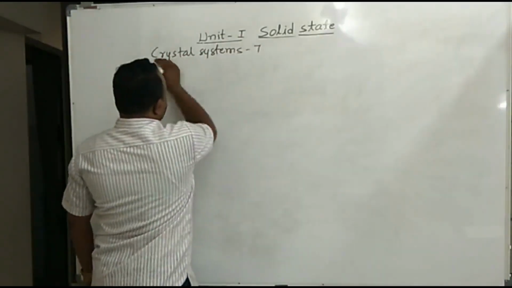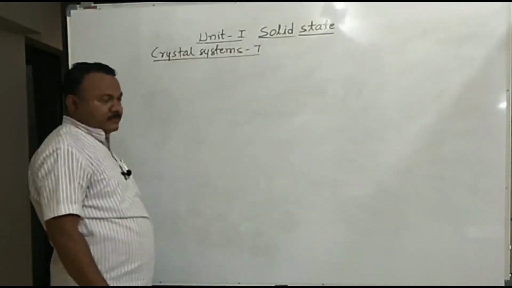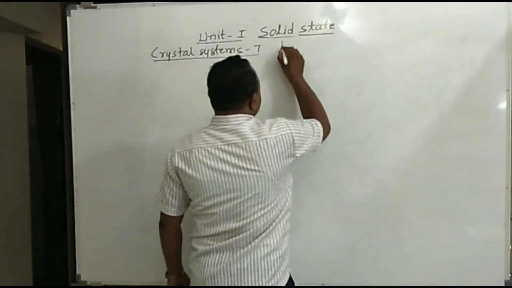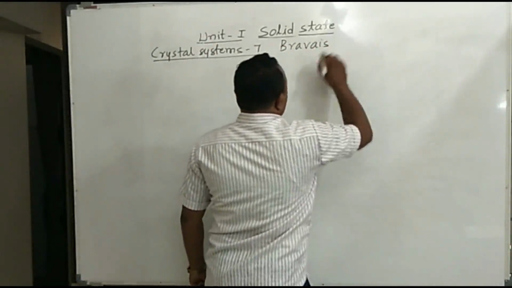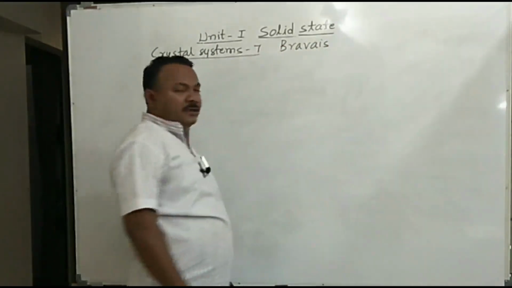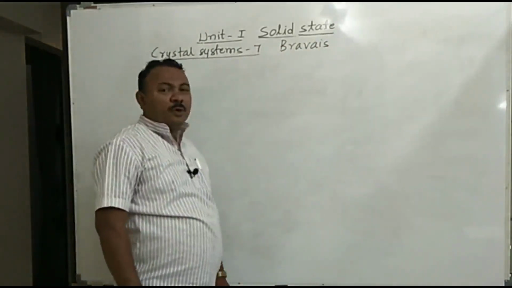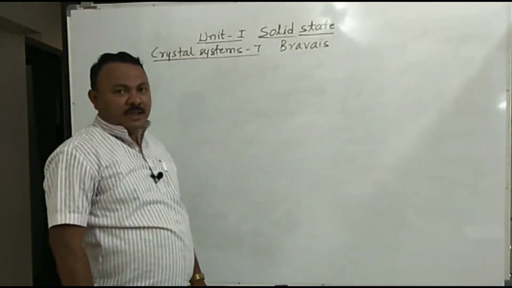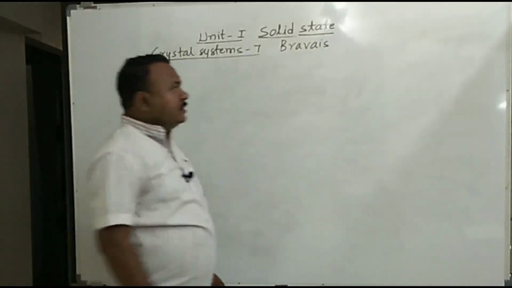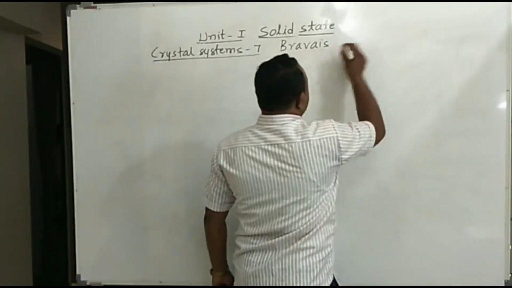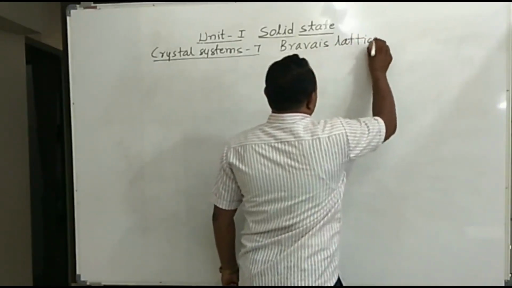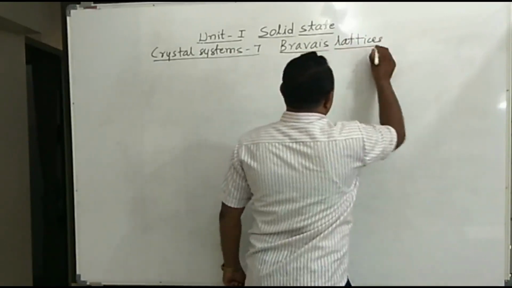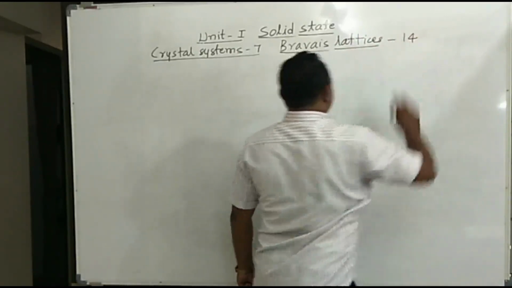We have 7 crystal systems. In these 7 crystal systems, Bravais, a mathematician who has given his own contribution to the solid state, identified some lattices, and these are nothing but the crystal lattices. We are calling them Bravais lattices. There are 14 Bravais lattices.